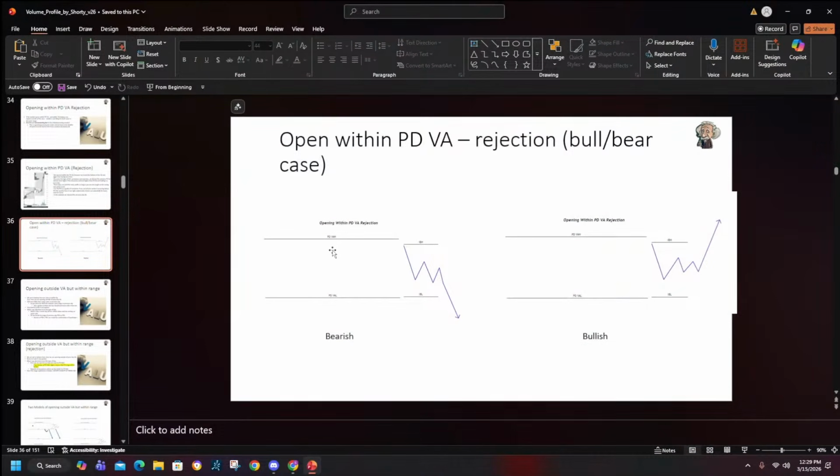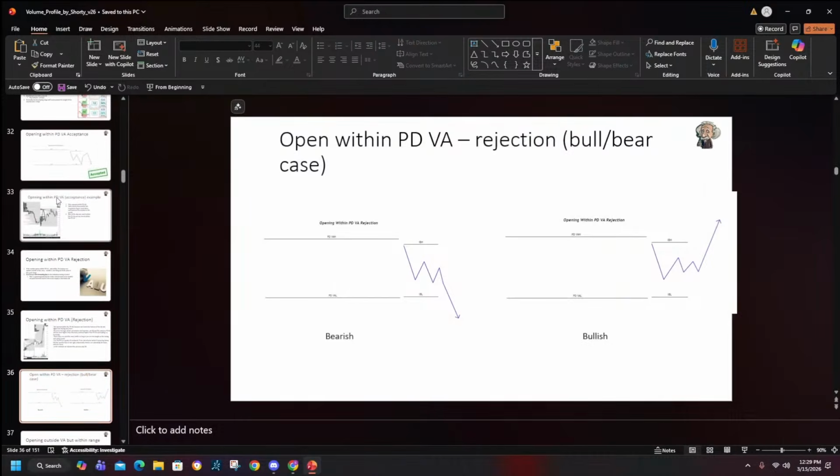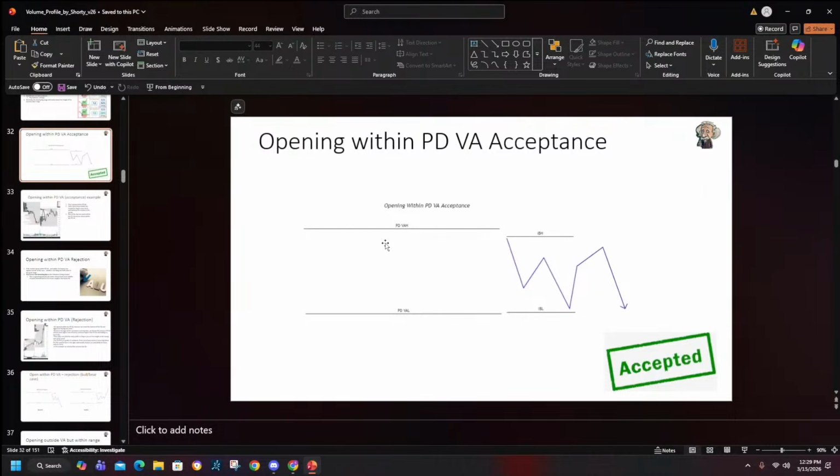Until the long-term trader enters, we're not going to crack that value, right? They're the people that move it, not me and you. We don't have enough power to do that. So if we are opening within and accepting, it's going to look like this, and it's a two-sided activity. In our present case, that's bearish because we're accepting lower prices.